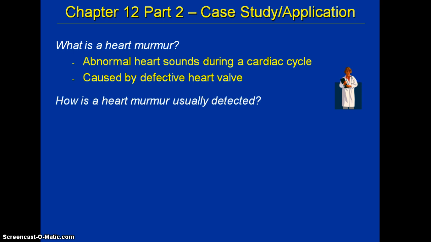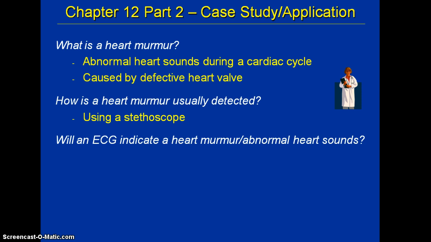What is the instrument that is used to listen to sounds of the heart? What do we use to detect heart murmurs? Yes, it's a stethoscope. A stethoscope is used for listening, and a heart murmur is a sound. So you would use a stethoscope to detect a heart murmur.